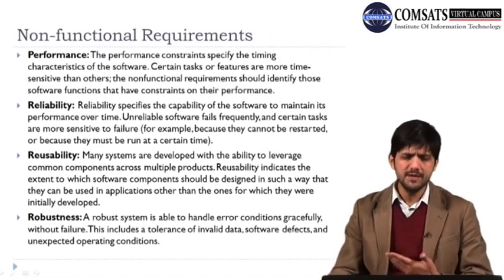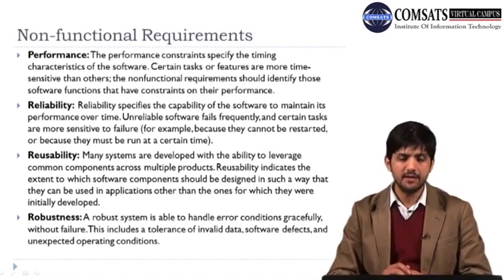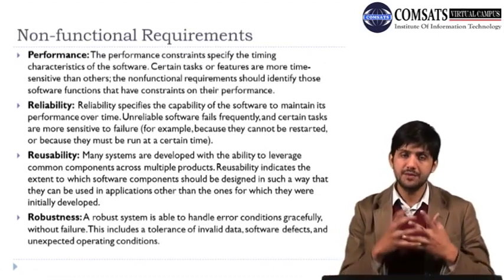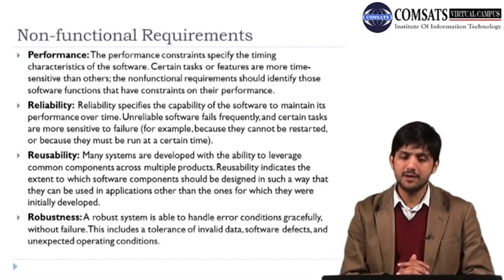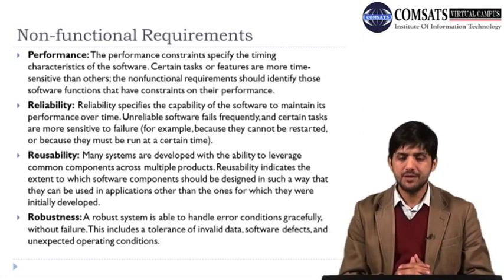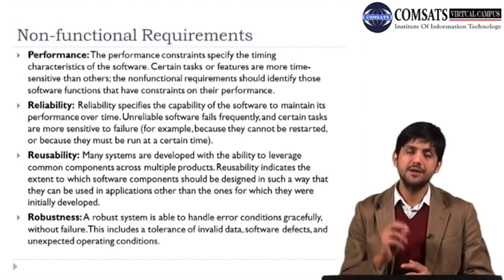So next up we have performance. Similarly, the performance constraints specify the timing characteristics of the software. So we said there are different kinds of metrics through which we can gauge the performance. Certain tasks or features are more time sensitive than others. The non-functional requirements should identify those software functions that have constraints on the performance.